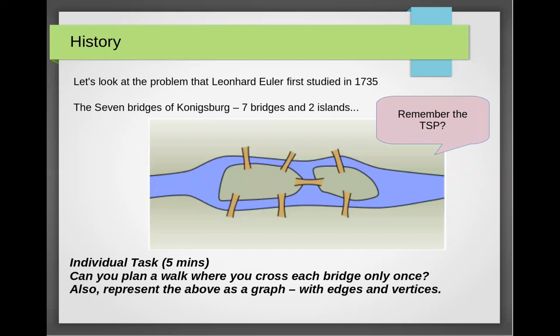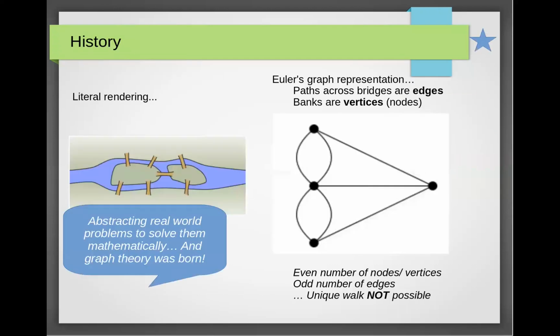So there you go, time's up, and I'm very pleased to see that there was a general consensus of no, with or without the aid of boats, flying, building more bridges, or bridges falling down. As we can see on the left, this is how the map looked. But then what Euler was able to do was come up with the graph representation on the right, the nodes being the particular banks and the edges being the bridges between the different areas.